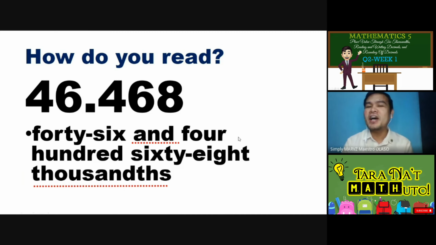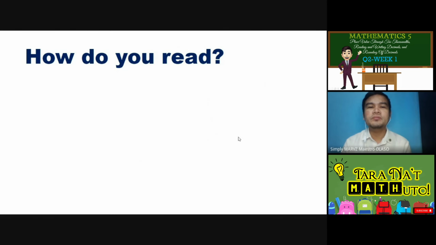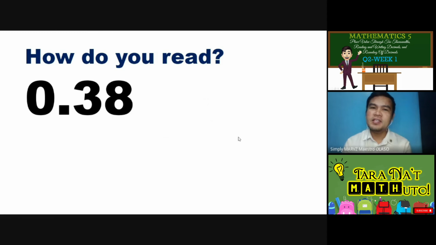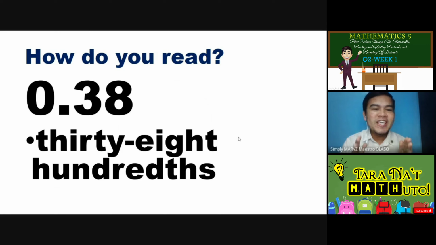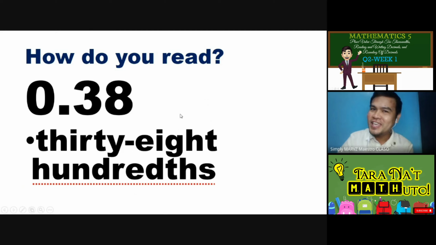Congratulations. Let's have another one. What if we have this decimal number? Since zero ang nasa whole number, we don't need to read it as 0 and 38 hundredths. We simply read it as 38 hundredths. Just read the decimal and don't forget to include the place value of 8, which is hundredths, kasi dalawang places po ang ating nakikita. Nagigets ba?